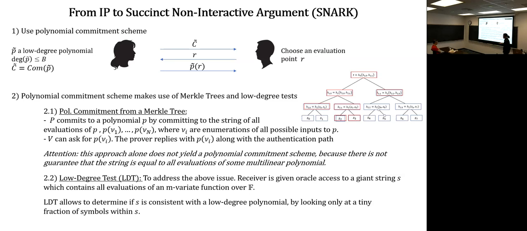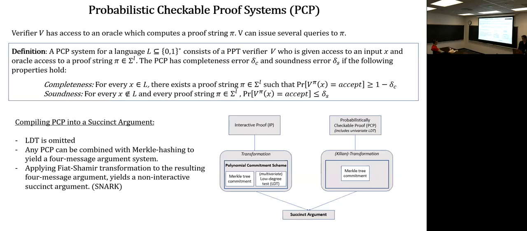And the problem is that just applying this Merkle tree does not give us an efficient polynomial commitment scheme, because we have no guarantee that the string is equal to all evaluations of some multilinear polynomial. So we need to add a low degree test, which will address this issue. Basically, the receiver is given oracle access to a giant string S, which contains all the evaluations of an m-variate function over F. And the low degree test allows us to determine if S is consistent with a low degree polynomial, just by looking at a tiny fraction of the symbols within the giant string S. Okay.